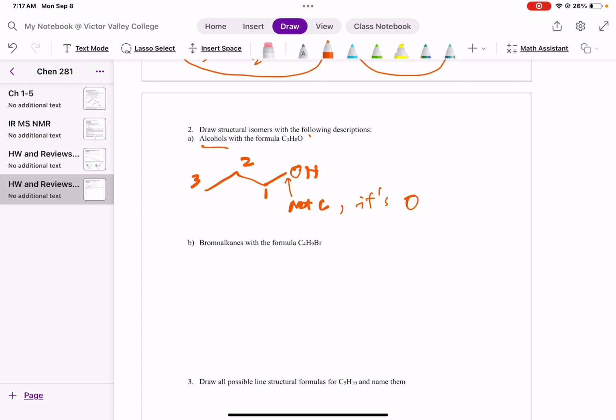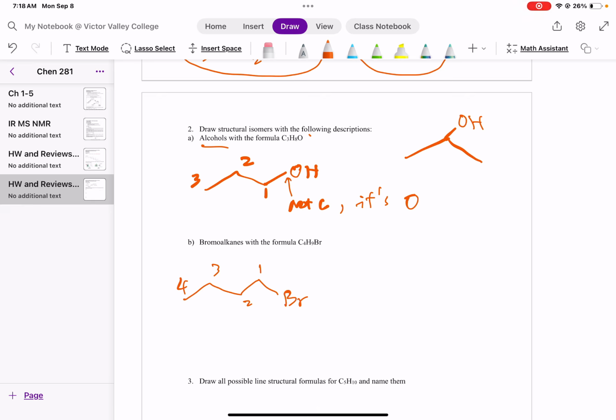Okay, so we got one like that, and we got the other one like this. That's 2 isomers. Okay, C4H9Br, so that's 4. That's 1, 2, 3, 4, and then we're gonna put the Br on that. And always double check. CH2, CH2, CH2, that's 6 plus 3, that makes it a 9.